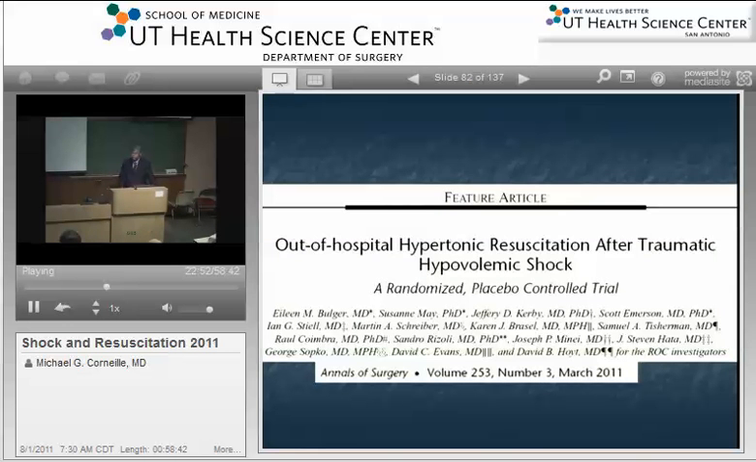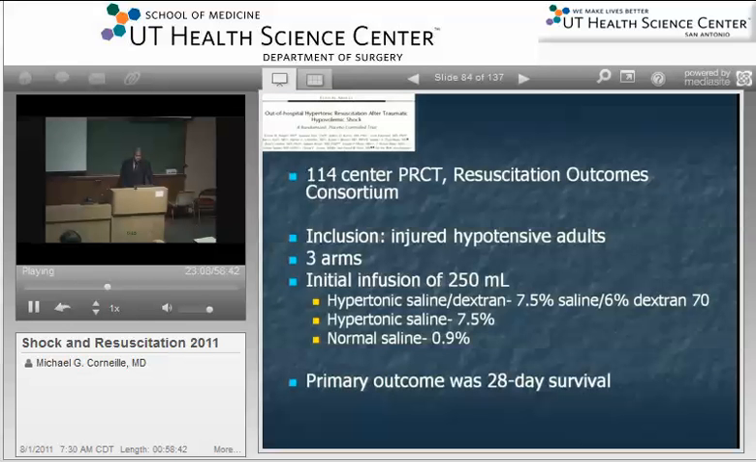So this came out a couple months ago. It was a large multi-center study. So if they couldn't answer it with 3 centers, that first study from 95 was 3 centers. This was actually a 114-center prospective randomized controlled trial that was conducted by the NIH-funded Resuscitation Outcomes Consortium, or the ROC Consortium. They included injured hypotensive adults, anyone older than 16, and the study had 3 arms.